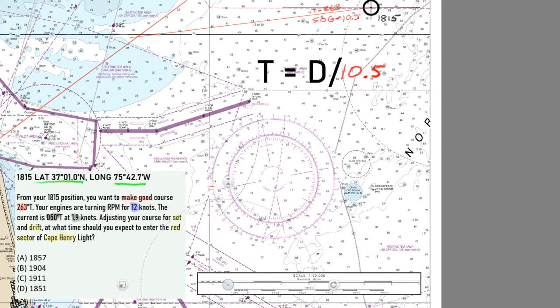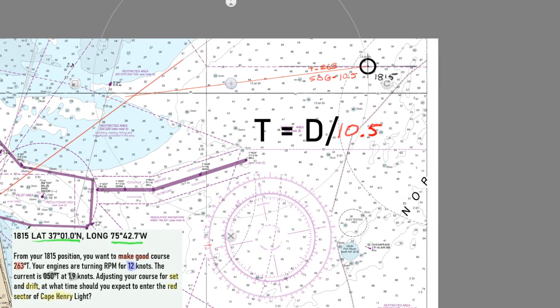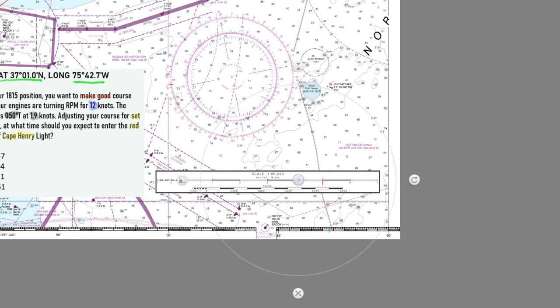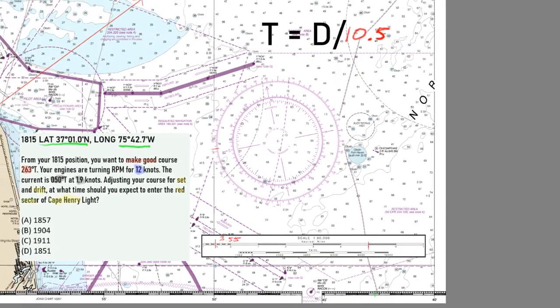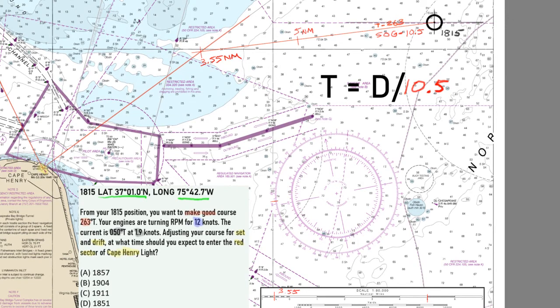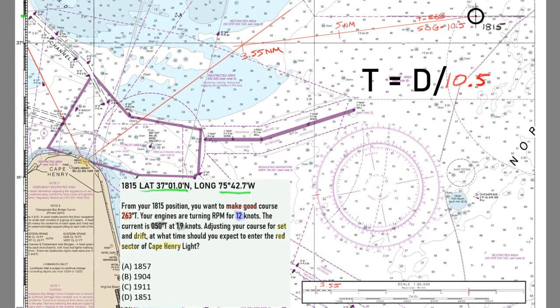And so we're going to use the scale on the chart here. And we're going to measure out the distance we cover between the 1815 fix and the red sector of Cape Henry Light. Our chart scale is limited, so I'm going to take 5 nautical miles, put that down, and then figure out the remainder and add the 2 segments together. So I have 5 nautical miles, and it looks like the remainder is going to be between 3 and 4. It's going to be 3.55. Perfect. So 3.55 plus 5 nautical miles lets us finish out our formula.